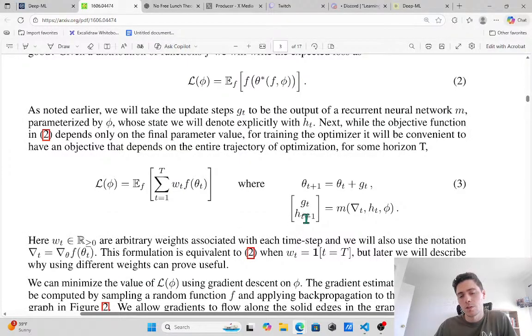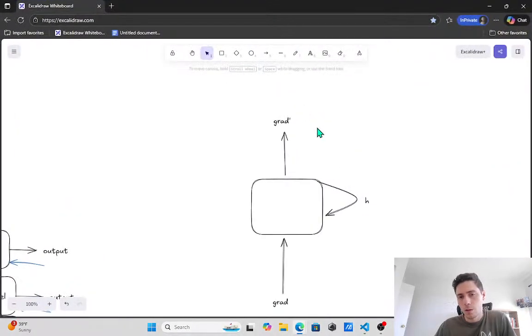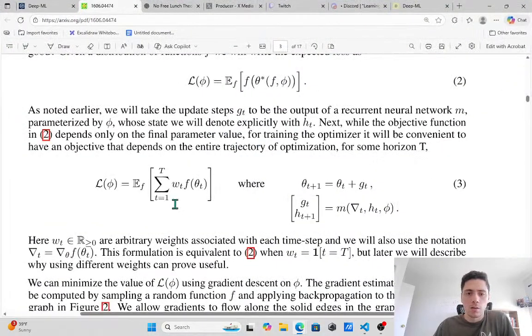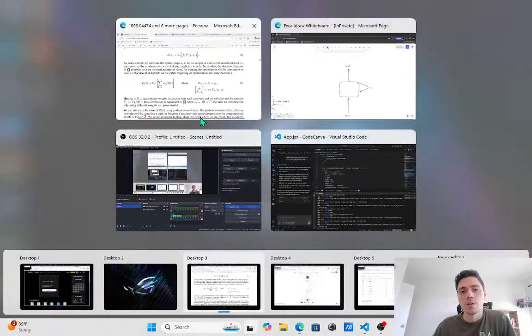So this is just saying the output is this. It's basically this. And we're basically saying we're summing over all of the losses, getting the average of all the losses from the entire optimization step, or the entire optimization steps.